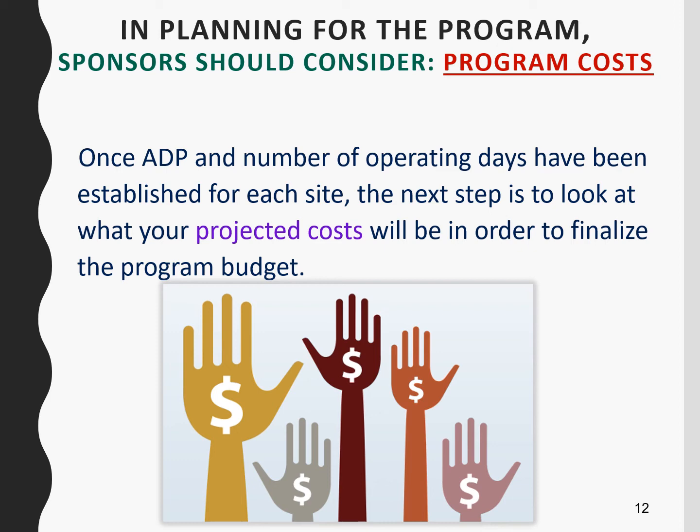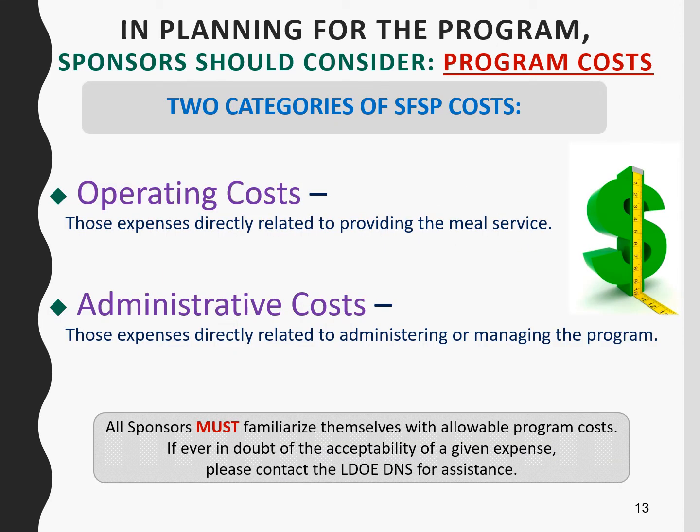Once ADP and the number of operating days have been established for each site, the next step is to look at what your projected costs will be in order to finalize your program budget. There's two categories of SFSP costs. We have operating costs and administrative costs. Operating costs are those expenses directly related to providing the meal service. Administrative costs are those expenses directly related to administering or managing the program.